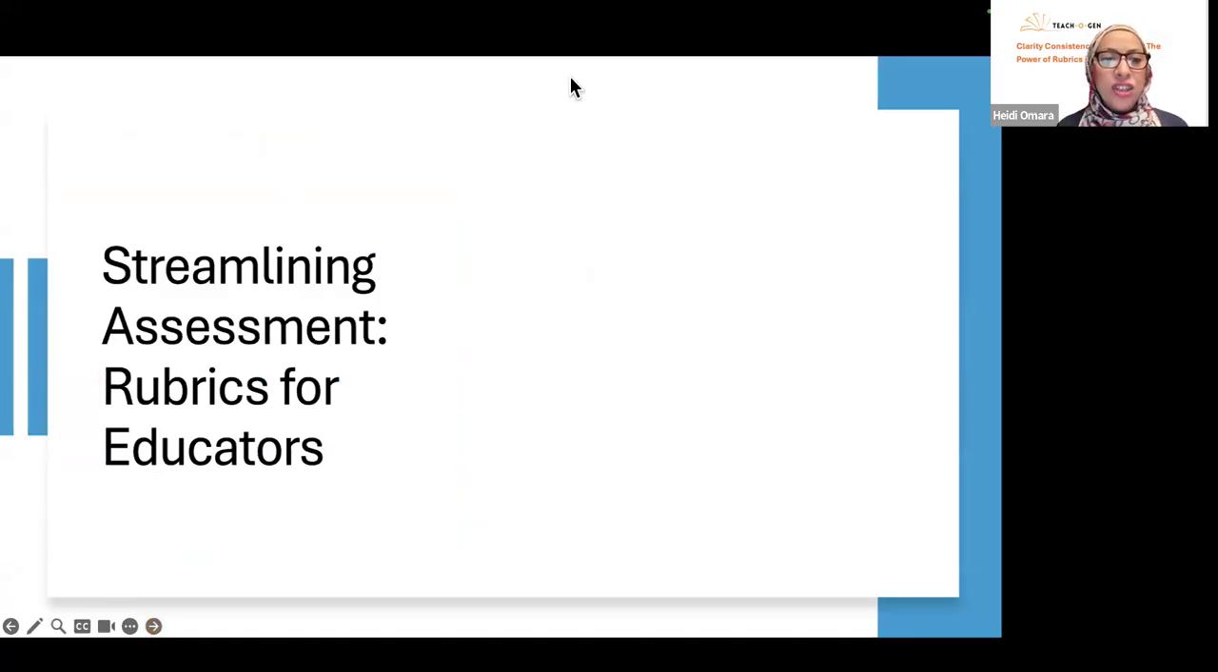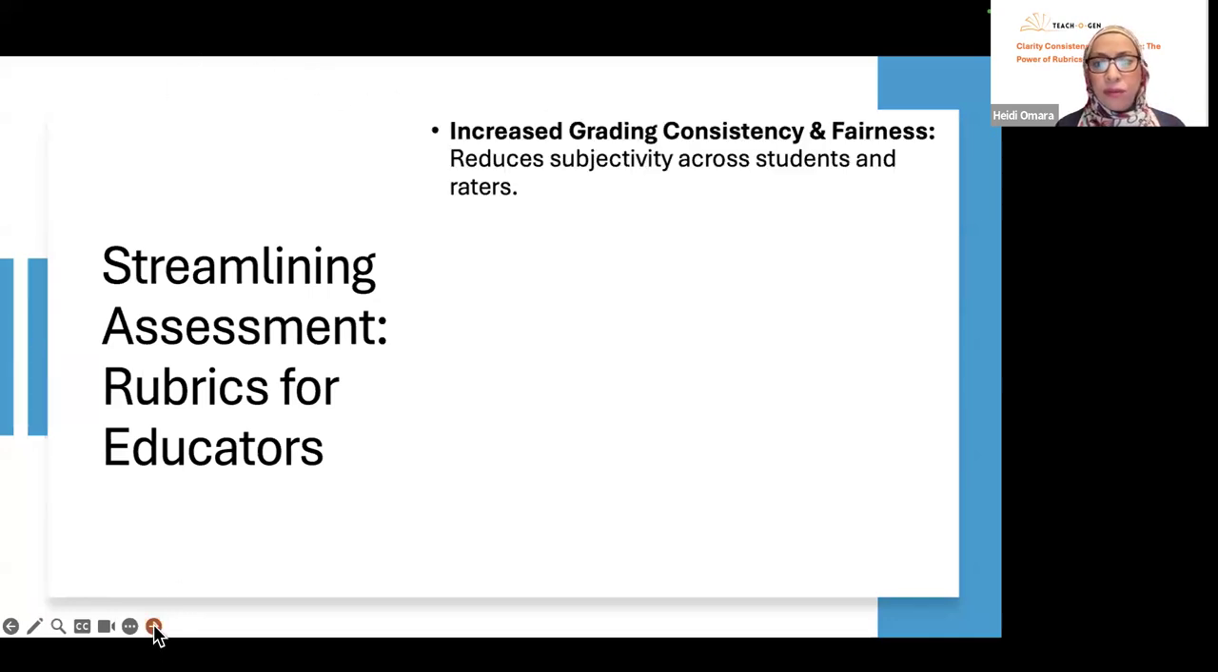Now let's look at the teacher streamlining assessment, rubrics for educators. How would they benefit from it? Increased grading consistency and fairness. So your subjectivity as a teacher, because for instance, "Oh, he used good vocabulary, I like his writing, so I'm going to give him a good grade." This reduces subjectivity about what you're looking for in the students' writing.